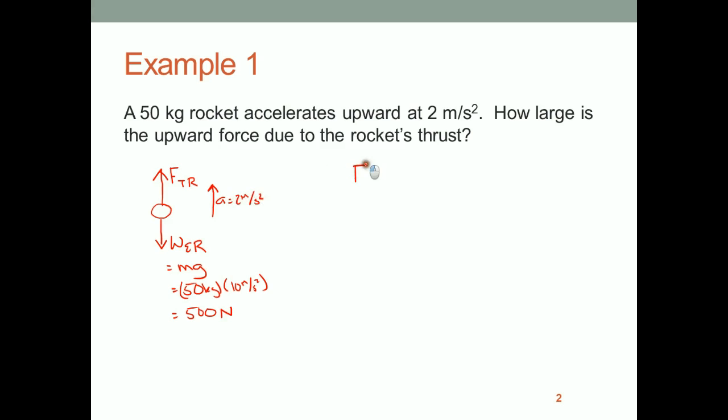So now I take F net and let it equal ma. Mass is 50 kilograms. Acceleration is 2 meters per second squared. I didn't say it, but I think it makes a lot of sense to let the upward direction be positive because that is the direction of the acceleration on this rocket. Okay, 50 times 2 is 100 newtons.